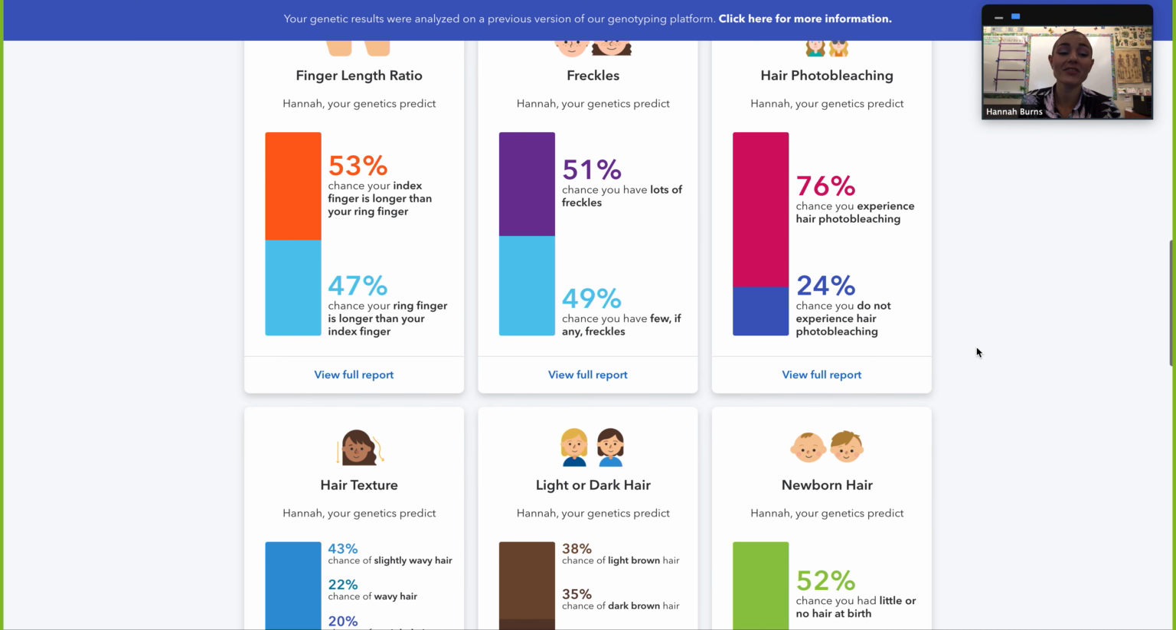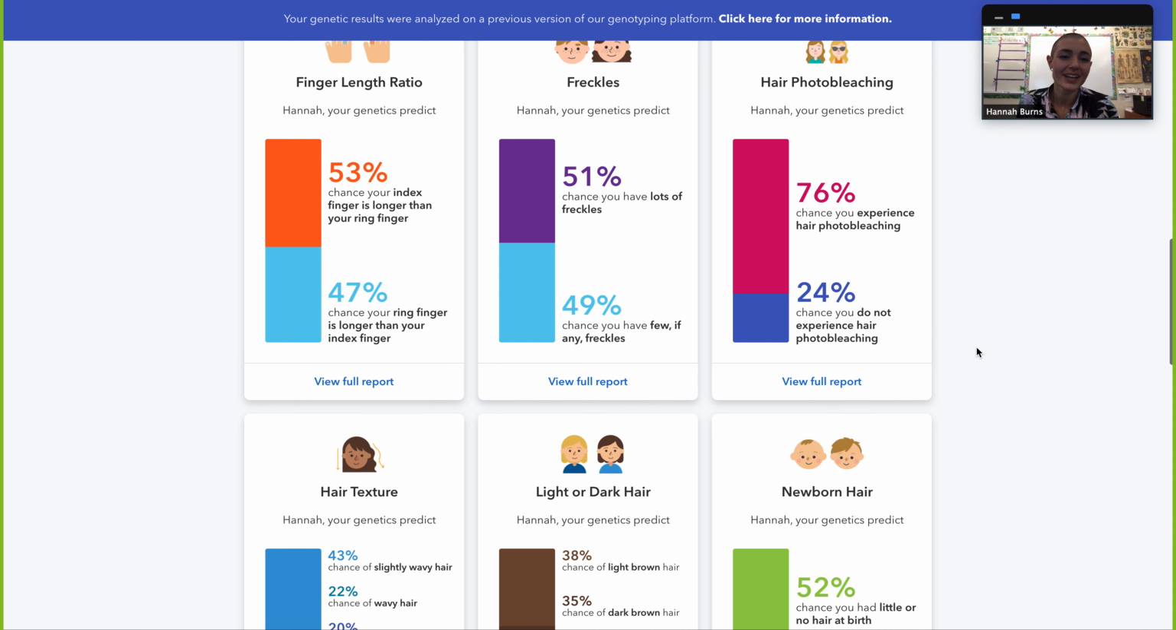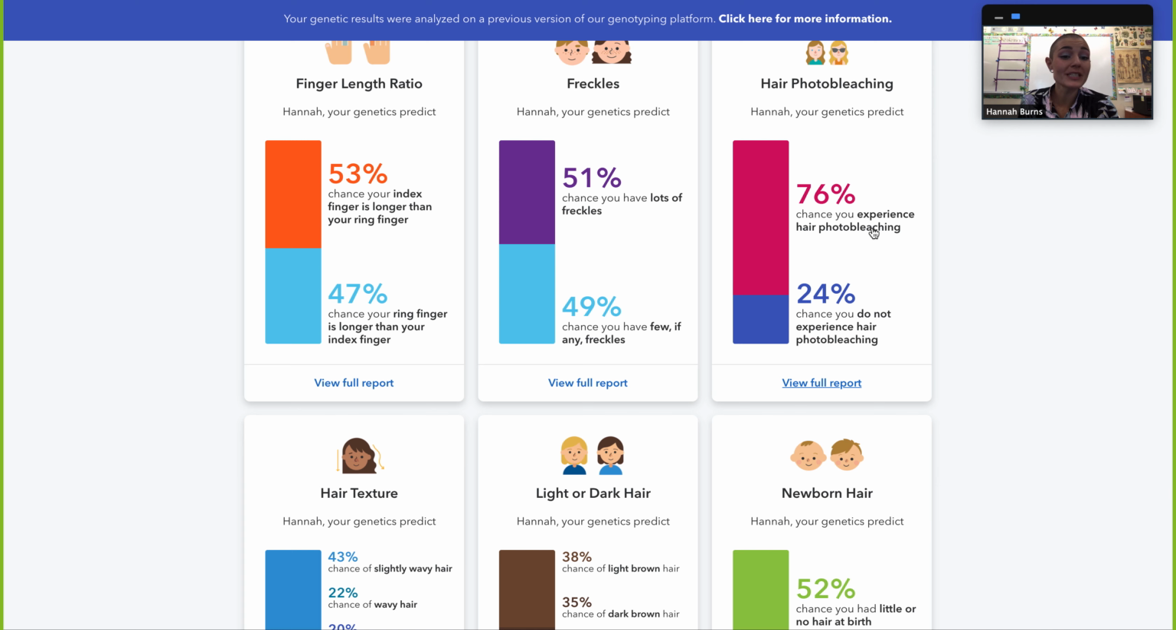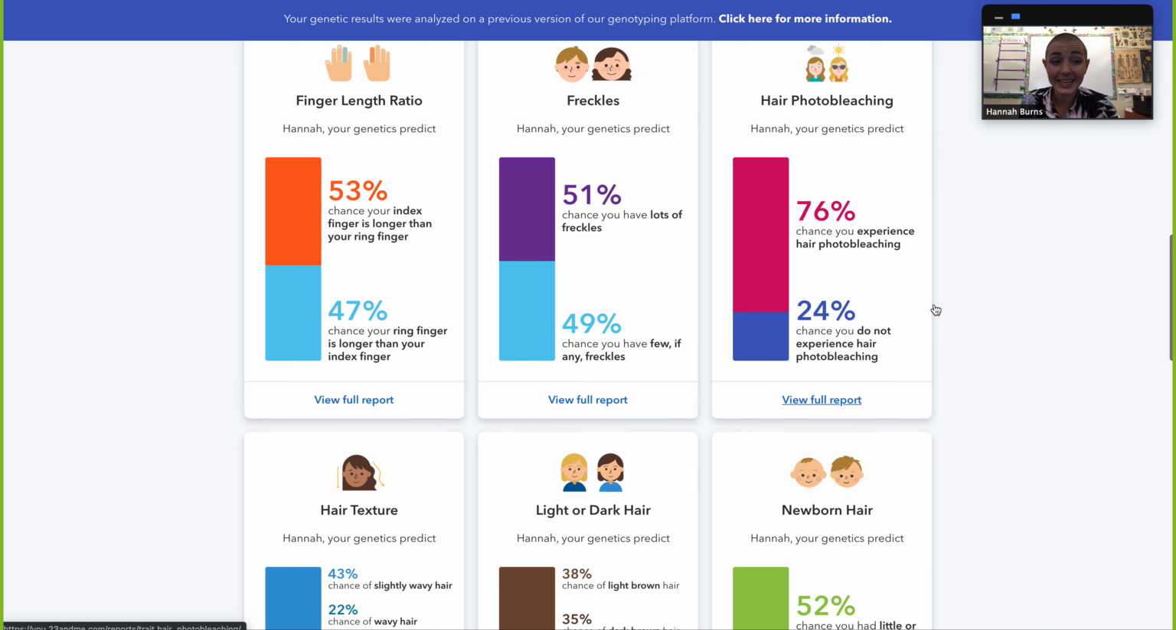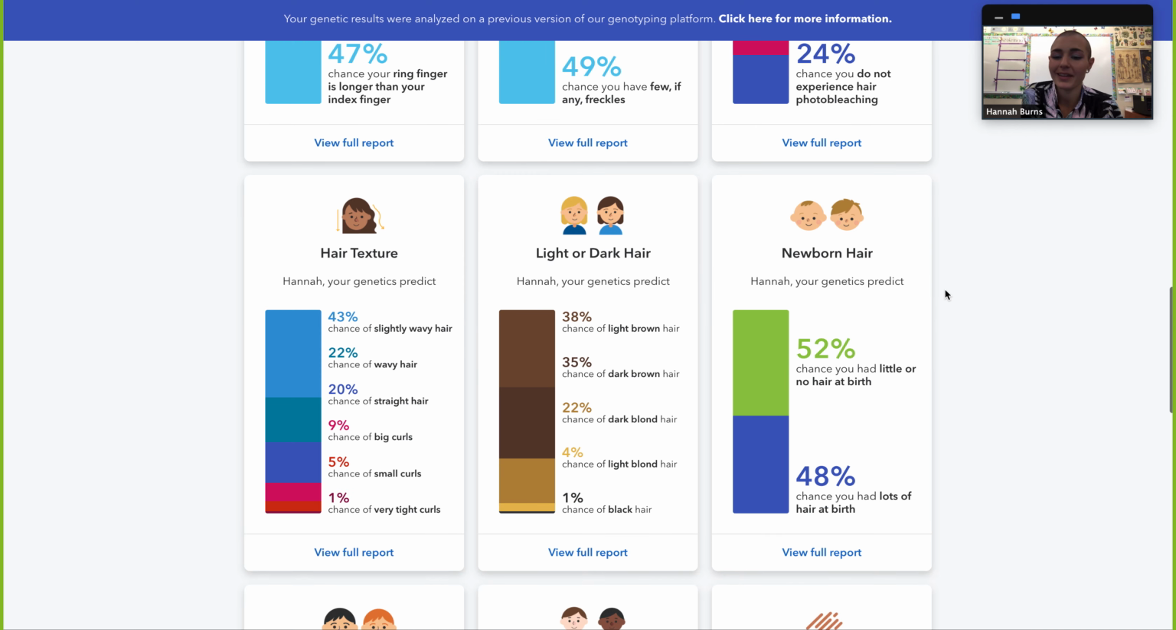51% chance that I have lots of freckles. I don't. I'm not wearing any makeup on my face, not even foundation, and you can see, other than pimple scars, I don't have any freckles. I do experience hair photo bleaching. When I was a kid, anytime I spent time out in the sun during the summer, my hair would go from brown to blonde just because the sun would bleach it. That's what it's called, photo bleaching. It's bleaching in your hair as a response to sunlight.